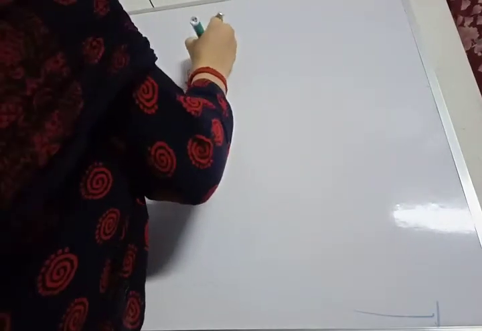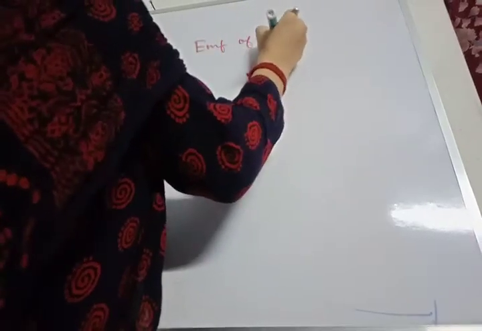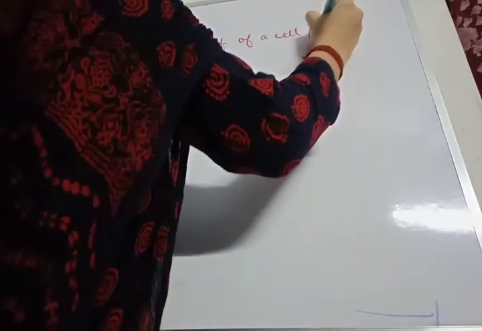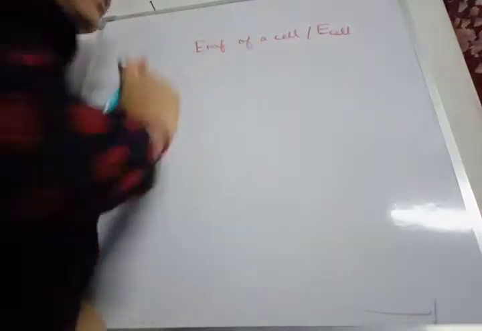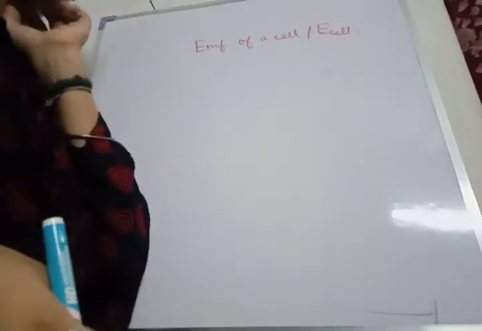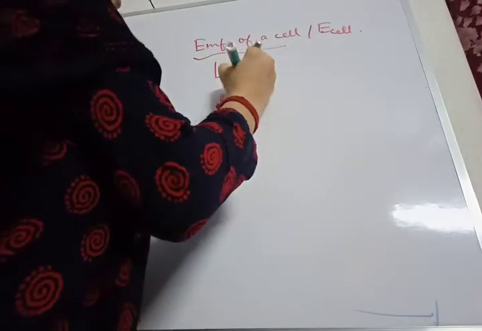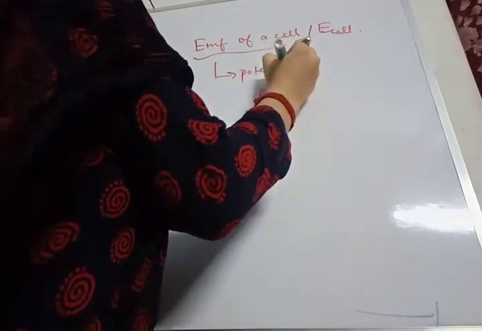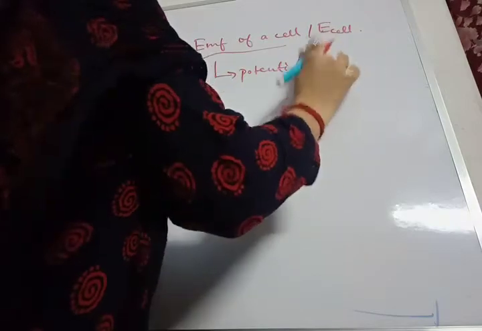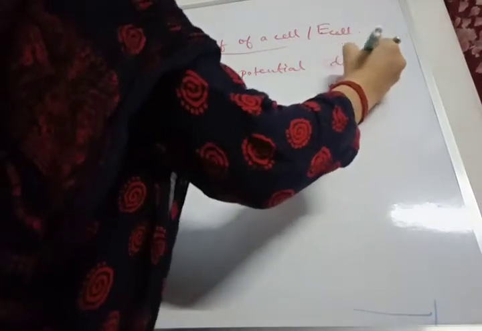Today we are going to do EMF of a cell, or E cell. Now what is this EMF of a cell? This arises due to the potential difference between the two electrodes. Two electrodes means the anode and cathode.